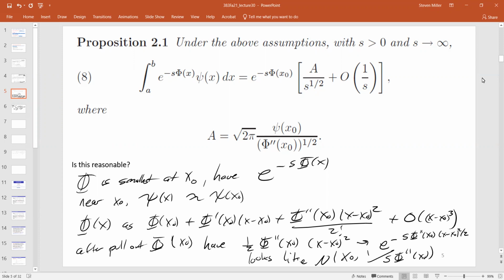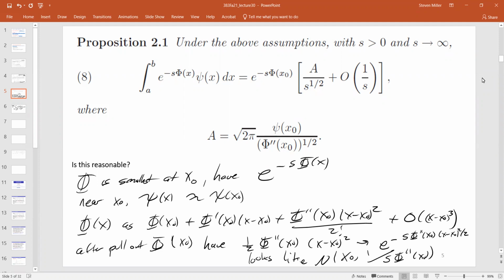Approximations to the identity, where essentially all the action is happening at one point. This is essentially what's going on. All the action is happening near x0. It's very similar if we let s be an imaginary number, where there's going to be huge phase oscillations. It's only going to be at the minimum point where you're going to have anything that really contributes.